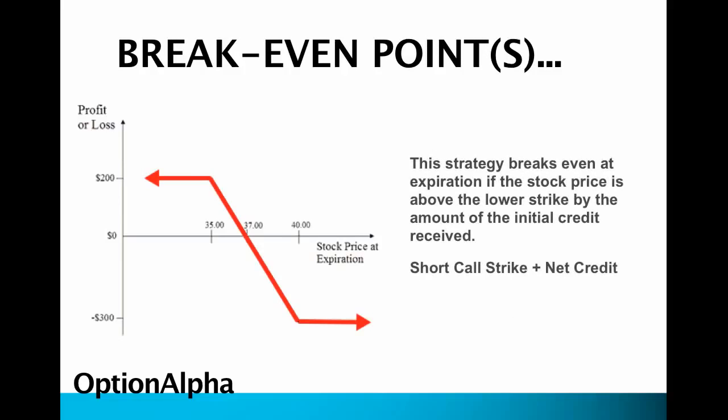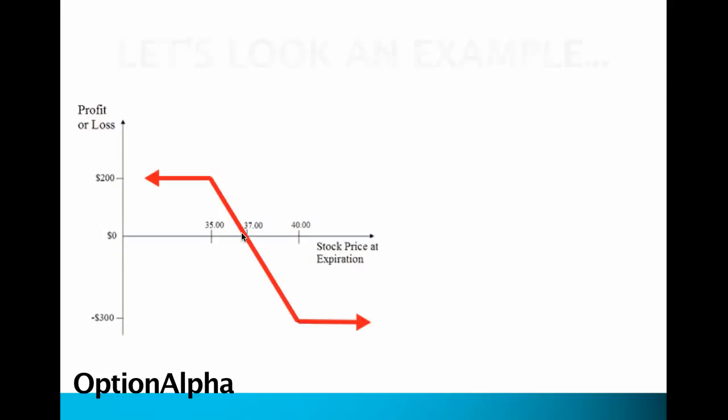The break-even points on this strategy are very easy to calculate. The strategy breaks even if at expiration the stock price is above the lower strike by the amount of the initial credit received. So in this case, we would take our short strike here at 35. We would add the credit that we received. In this case, it was $200 or $2 per contract. So that would be 35 plus 2, and that gets our $37 break-even point. The stock can actually rise as high as $37 before we start to lose money at expiration.